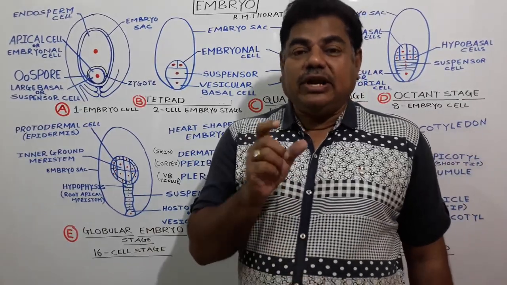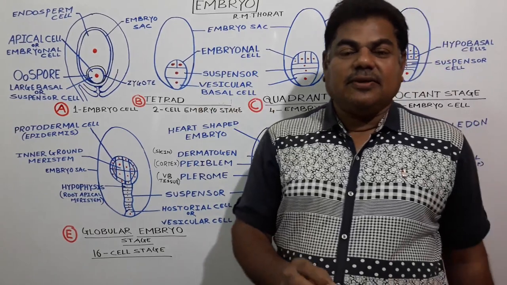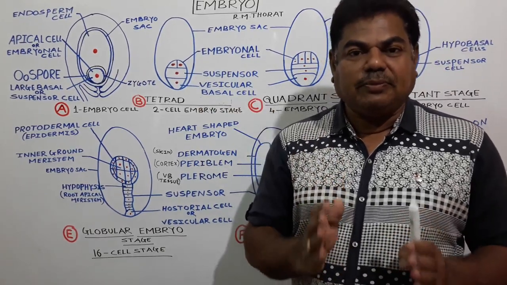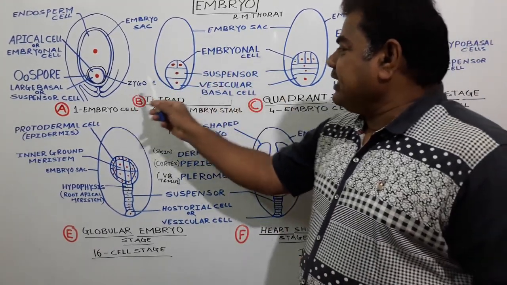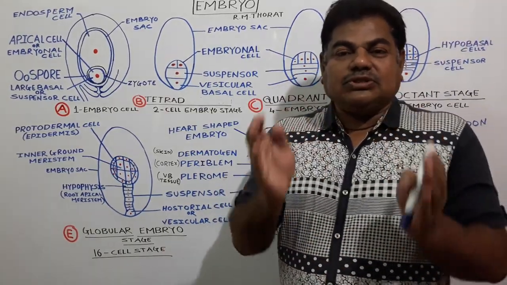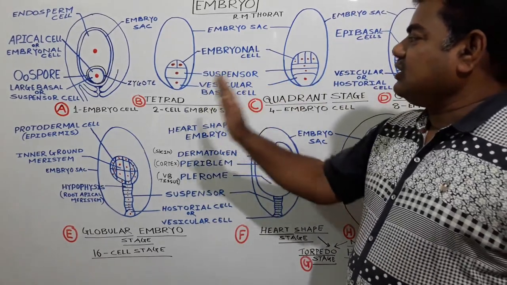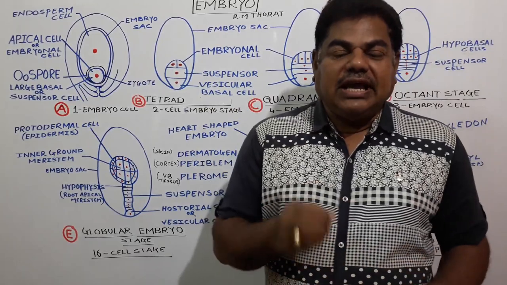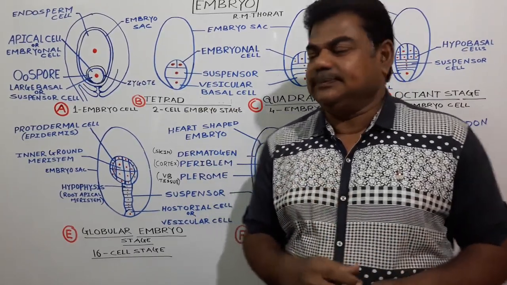Today we are going to discuss an important topic: development of the embryo in angiospermic plants. How does the embryo get developed in the embryo sac? We will see the details of all the stages of embryo development. We call it embryogeny or embryogenesis.